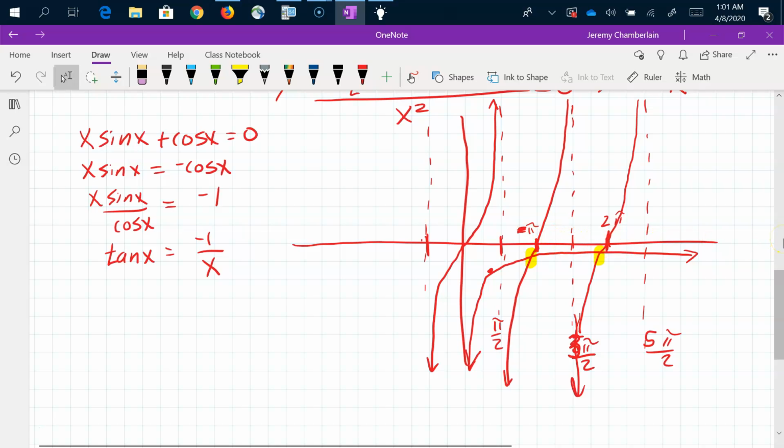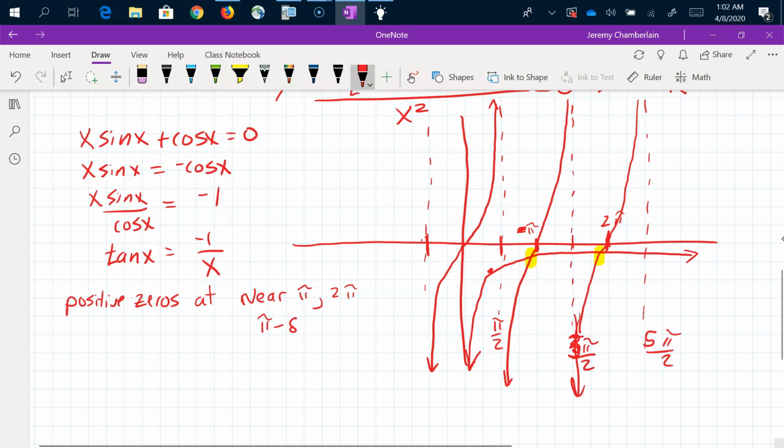So it's going to have zeros. It's going to have positive zeros. And these will be at, how about I say, near pi and 2 pi. You could be a little bit more accurate by pi minus some small delta and 2 pi minus some small delta.